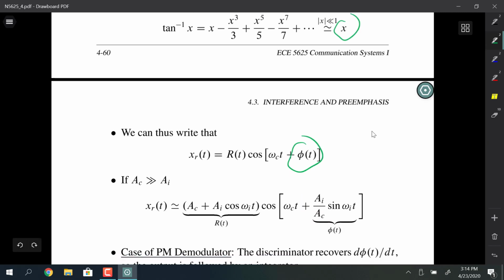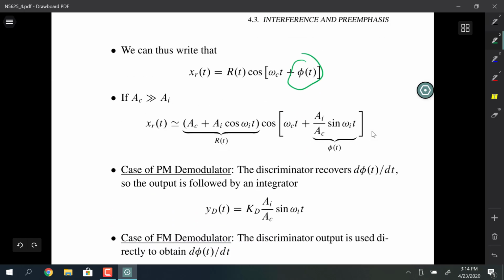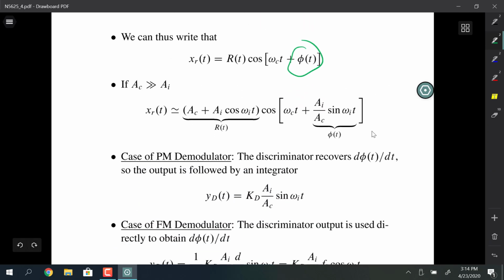So I know this seems kind of fast, like how did you do all of that? Well, we're just going to get this term right here. That's what we're going to get. AI, and then we're going to get the dominant term from the denominator, which is AC. So we're effectively getting AI over AC, because since AI is much less than AC, we'll just keep the only term in the numerator and the smallest term in the denominator, and then put it back together in terms of the received signal envelope and phase, and we can see what we've got in the argument now, AI over AC sine omega IT.